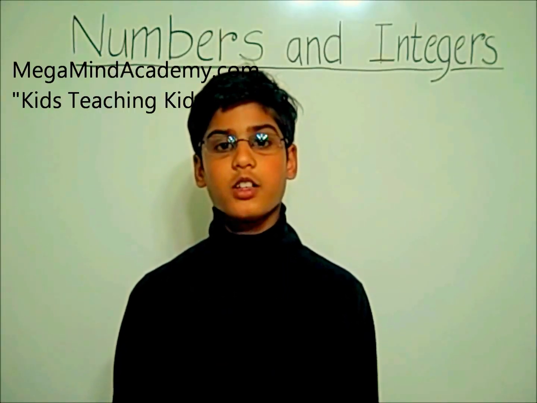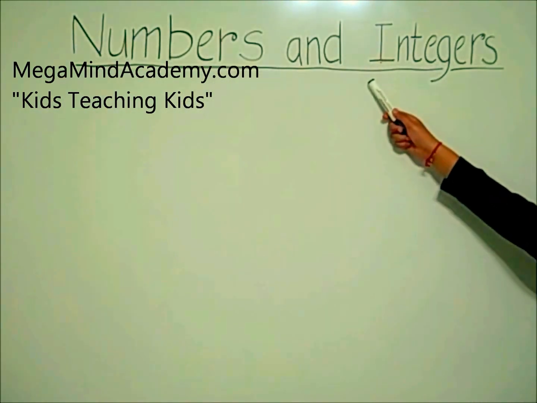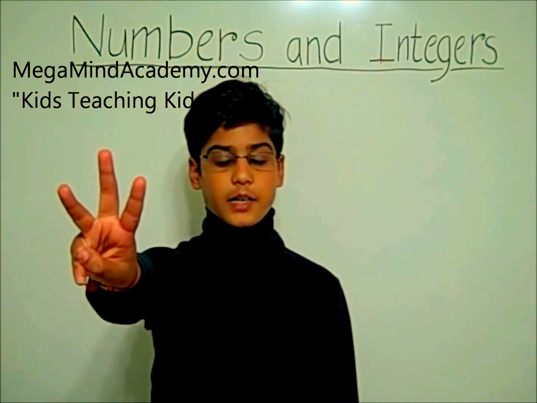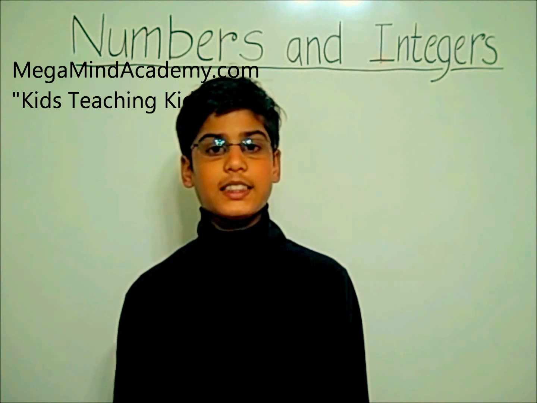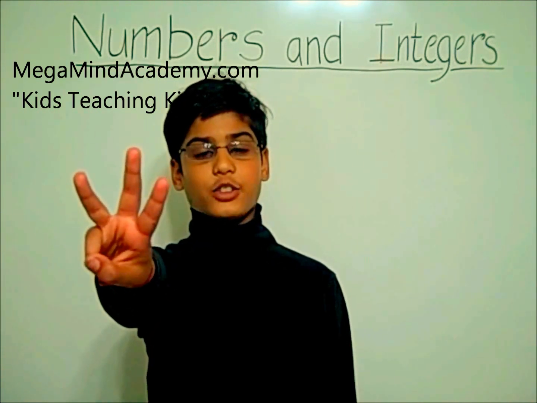Going to learn about numbers and integers. There are three types of numbers. The first one is whole numbers. The second one is counting numbers. And the third one is natural numbers.